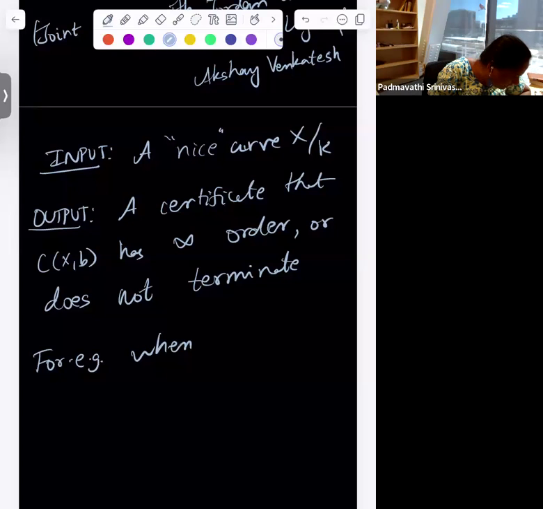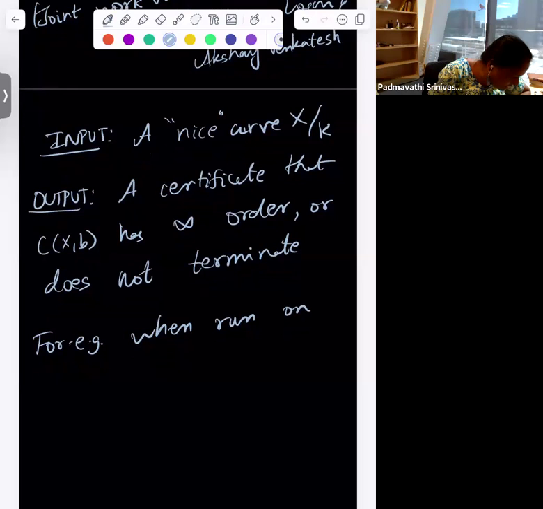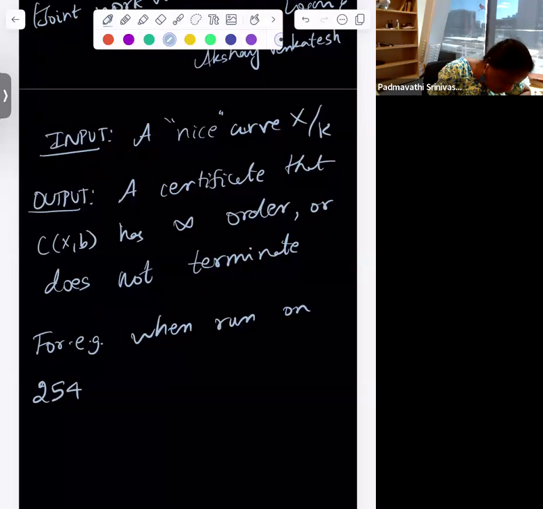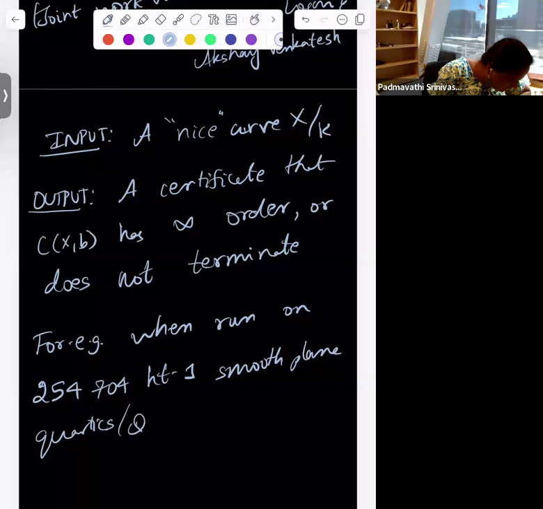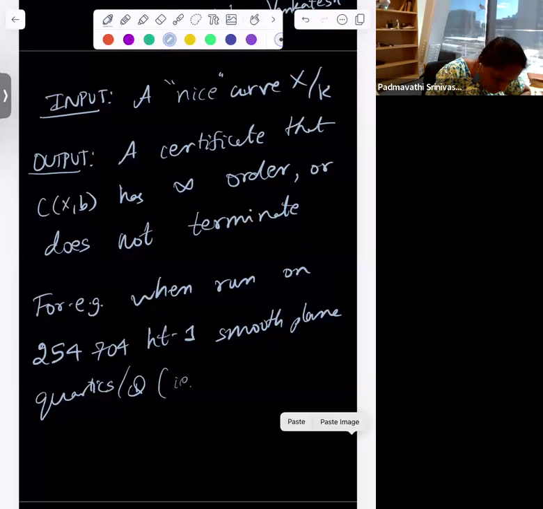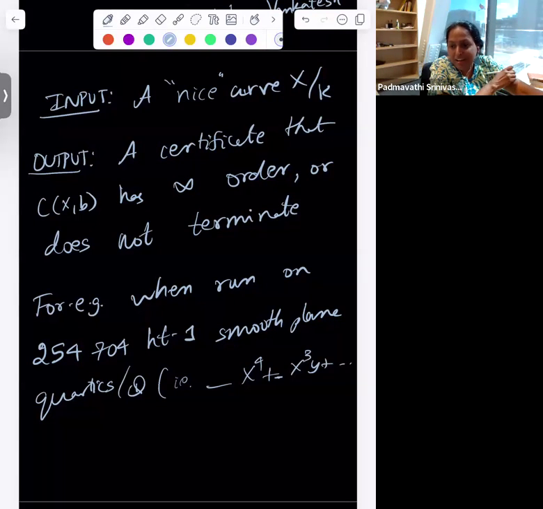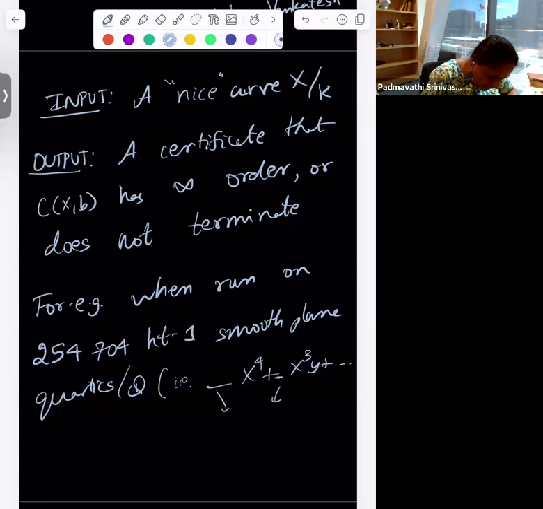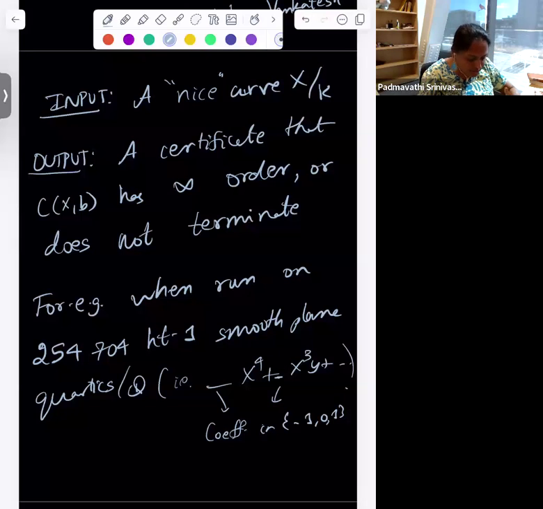For example, you might wonder what I mean by this does not terminate. We actually ran this algorithm on a database of curves. There are roughly 250,000 isomorphism classes of height one smooth plane quartics over Q. This is just a very fancy way of saying write down your favorite quartic equation, some kind of linear combination of degree four monomials in x, y, and z, but height one here refers to picking small coefficients, so the coefficients in minus one, zero, one. So these curves that you write down fall into roughly 250,000 isomorphism classes.